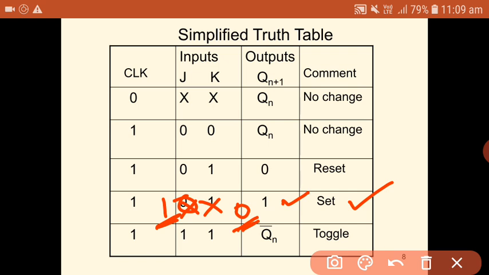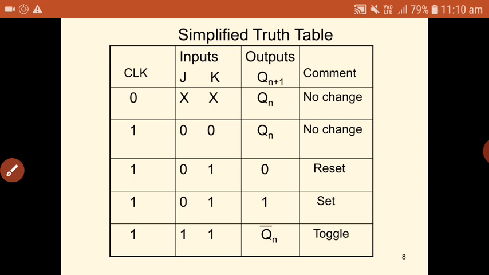JK flip flop will be in set state for which input combination? For j equal to 1 and k equal to 0, as long as the clock is applied. That means clock is equal to 1. So whenever clock is equal to 1 and for j equal to 1 and k equal to 0 combination, you will be getting the present output as equal to 1 irrespective of its previous output. That is, the flip flop is in set state.